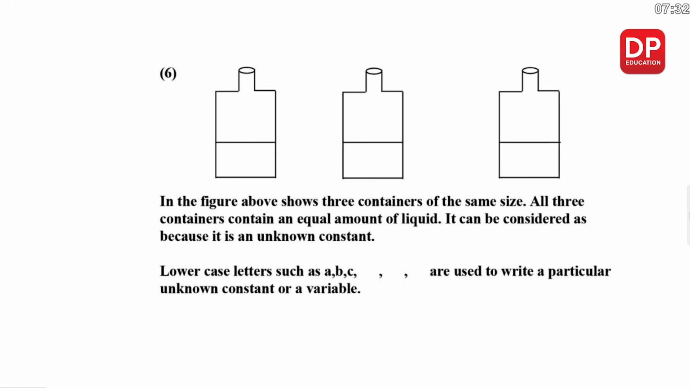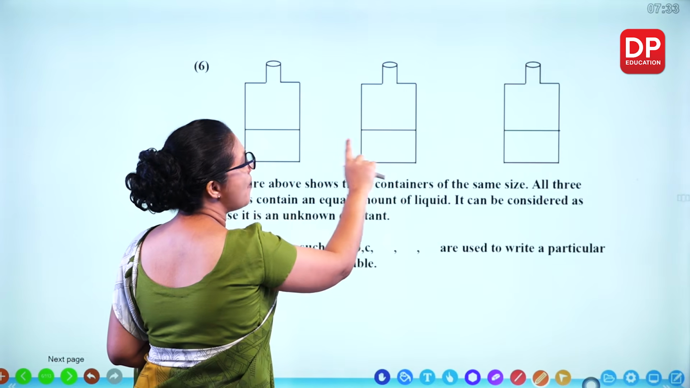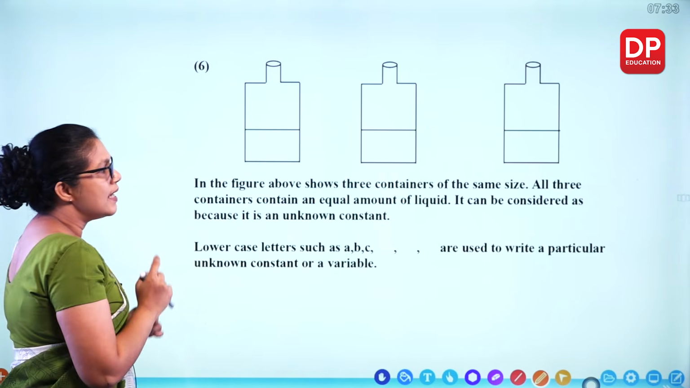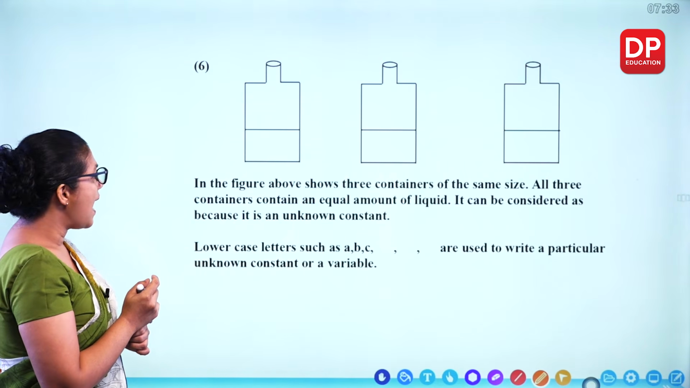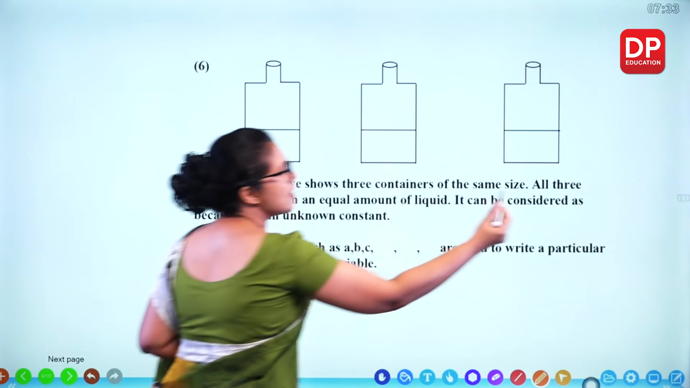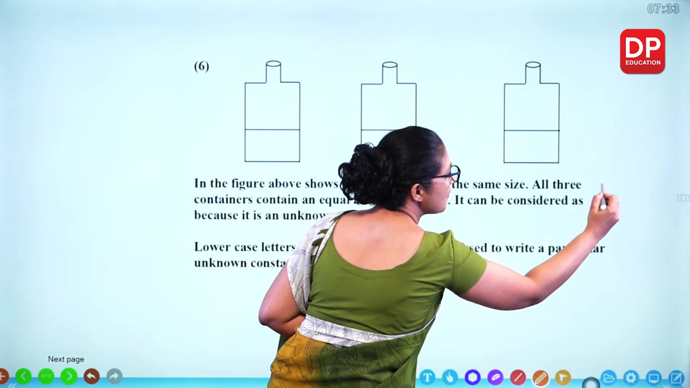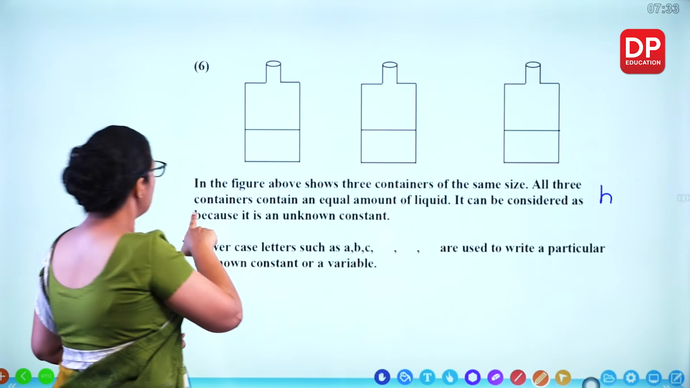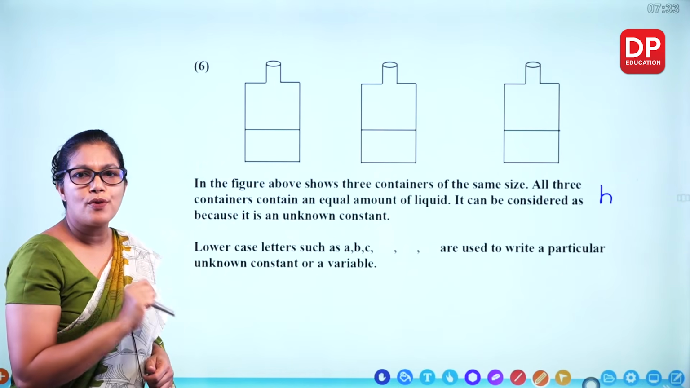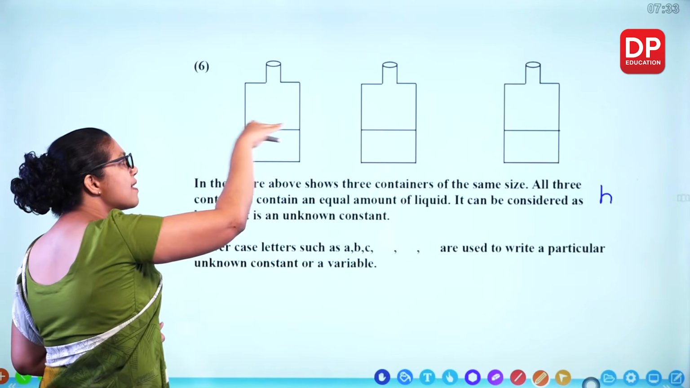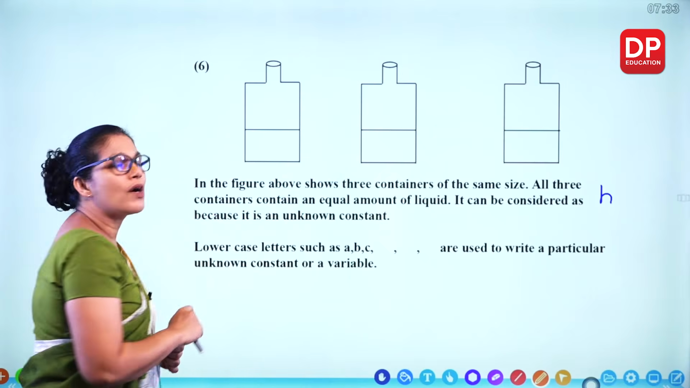Look at this one. The figure above shows 3 containers of the same size. All 3 containers contain an equal amount of liquid. It can be considered as what? You can use another letter, H, because it is an unknown constant, because we don't know exactly what the water level is.